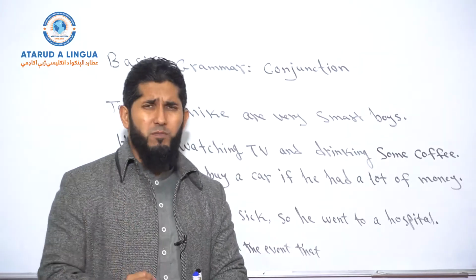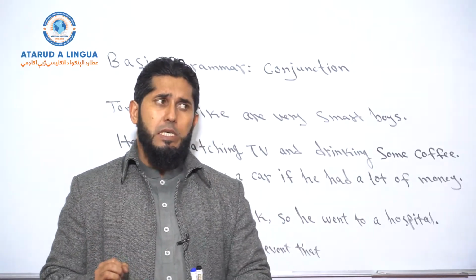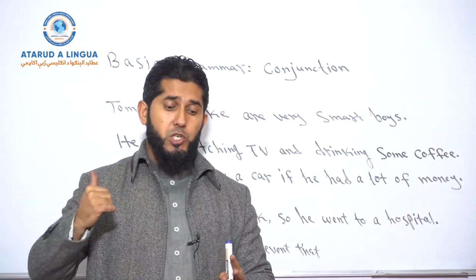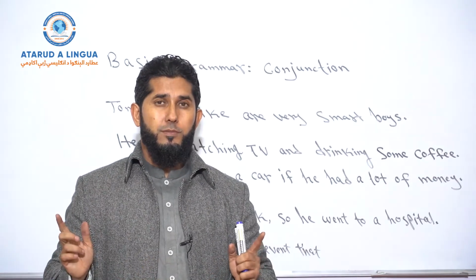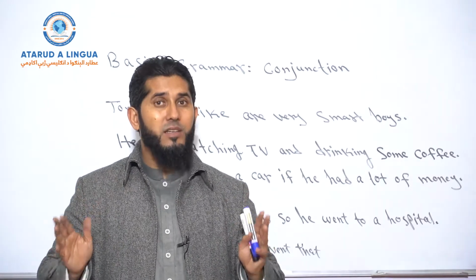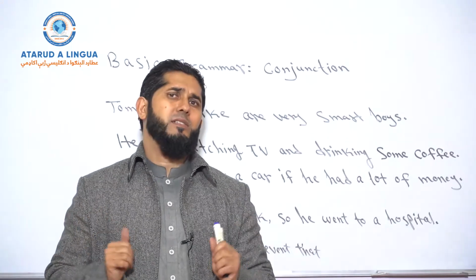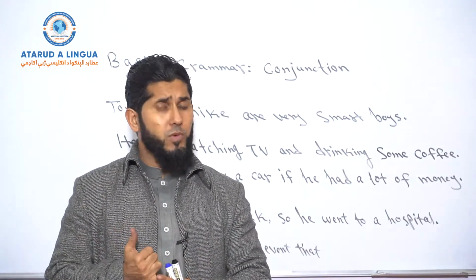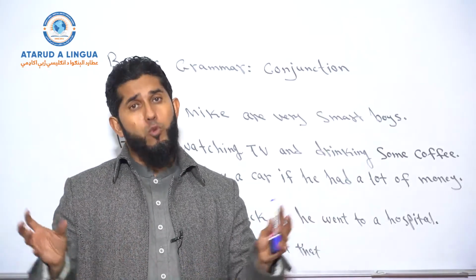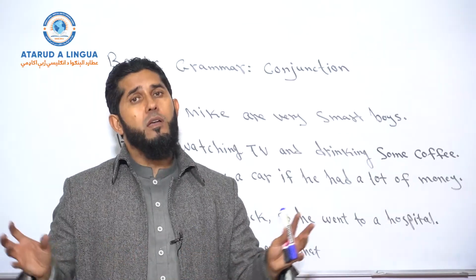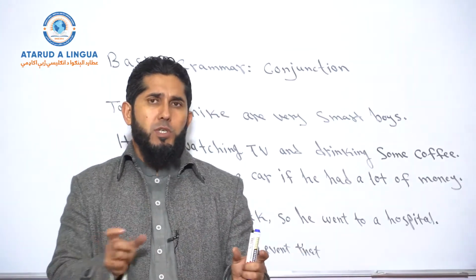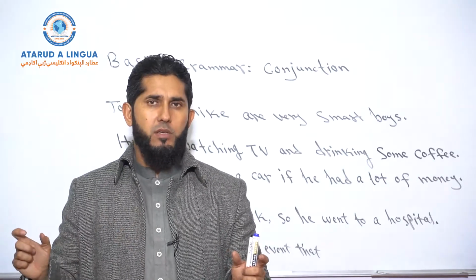So the very simple definition of conjunction would be, again, it is a word or a group of words which is used to combine words, phrases, clauses, and sentences. When you say words, you may combine 2 nouns using a conjunction: Jamal and Kamal, Tom and Mike went to school yesterday.